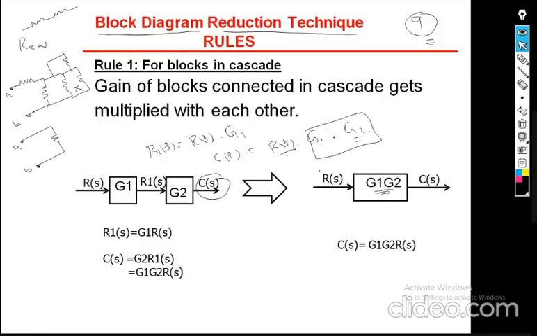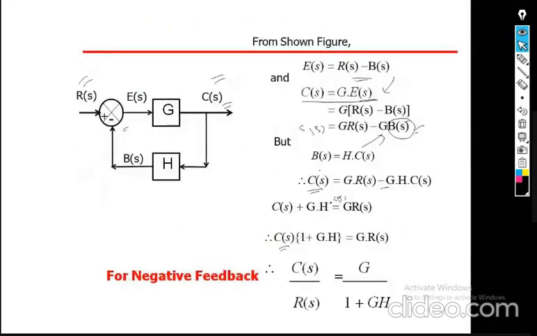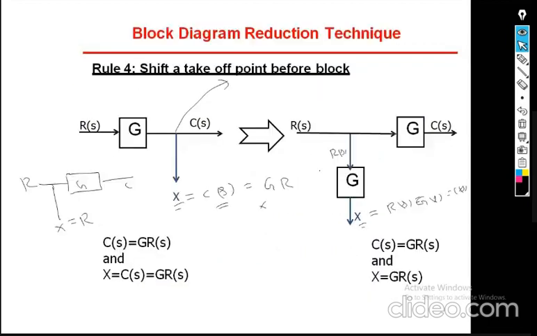Now next, there are 9 rules. The first 3 rules are used to reduce the block diagram. Rule number 1: blocks in series, then product; blocks in parallel, then sum; and blocks in feedback, then G by 1 plus GH. H is feedback, G is forward. And the next additional 5 rules are there, which may or may not be useful.